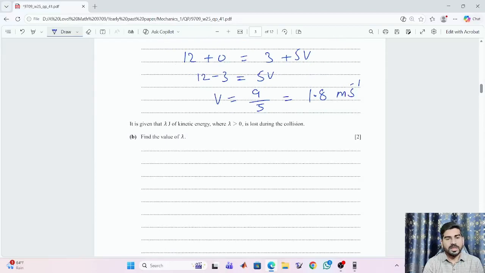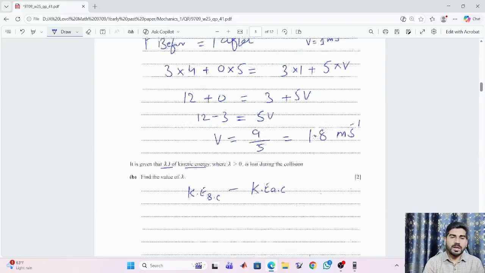Okay, what is lambda here? Lambda is the change in kinetic energy. How can we find the change in kinetic energy? The kinetic energy before collision minus the kinetic energy after collision. We want lambda J of kinetic energy, which is lost during the collision.